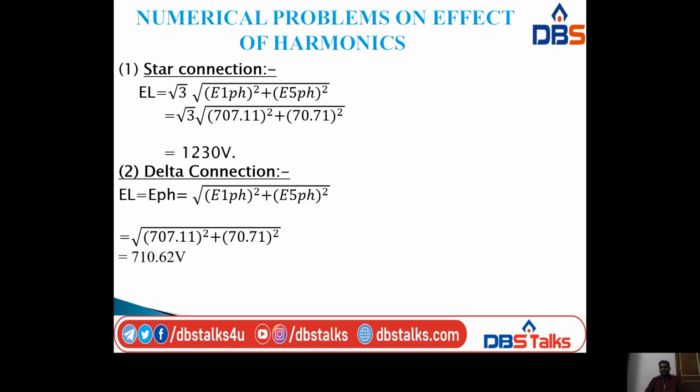And similarly for the delta connection, you know already the line voltage is equal to phase voltage, so that is equal to root of E1 phase whole square plus E5 phase whole square. So substitute E1 phase value and E5 phase value here. Root of E1 phase value 707.11 whole square plus 70.71 whole square, that is equal to 710.62 volts. This is the line voltage and phase voltage for the delta connection.